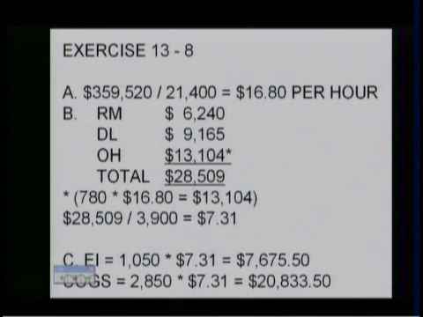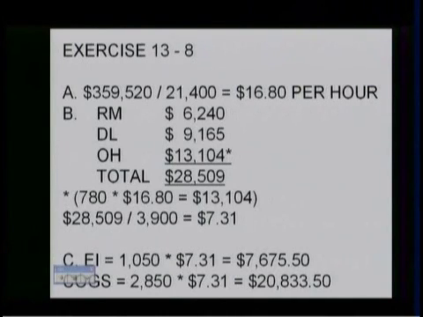If you know that, then in Part B, during August, 3,900 pairs of gloves were made, raw materials of $62.40 were used, direct labor costs of $91.65 were used, and a total of 780 machine hours were worked during August. Calculate the cost of the gloves.